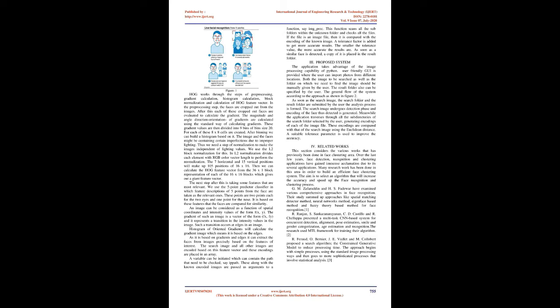An image can be considered as a function of spatial coordinates and intensity values of the form f(x, y). The gradient of such an image is a vector of the form (fx, fy), and it represents a transition in the intensity values in the image. Such a transition occurs at edges in an image.